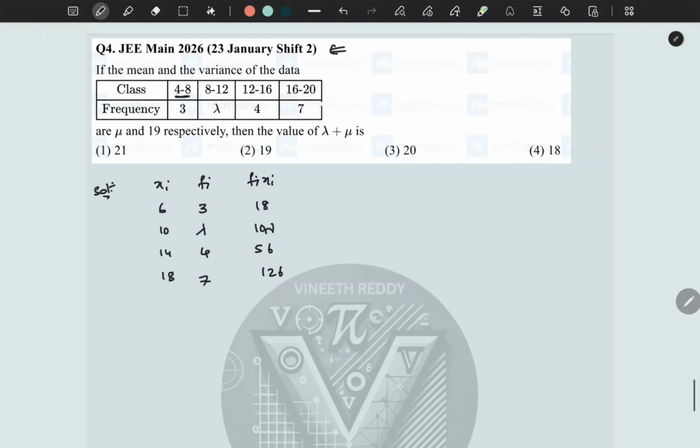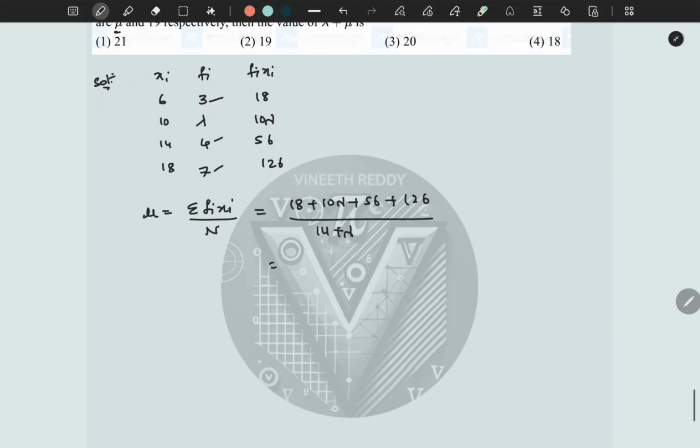Correct. Now the mean is mu, right? So can I say mean is nothing but sigma fi xi divided by the number of observations. And what will sigma fi xi be? It will be 18 plus 10 lambda plus 56 plus 126 divided by the summation of frequency, which will be 3 plus 7 is 10, 10 plus 4 is 14, 14 plus lambda. So ultimately we get 56 plus 18 is 74, 74 plus 126 is 200. So we get 200 plus 10 lambda divided by 14 plus lambda, right?